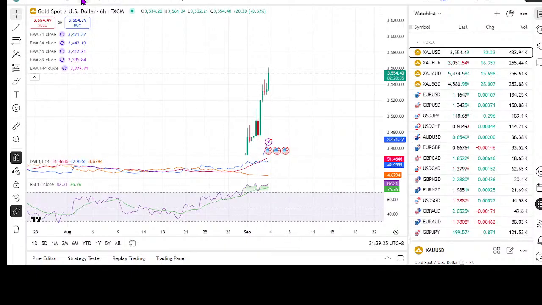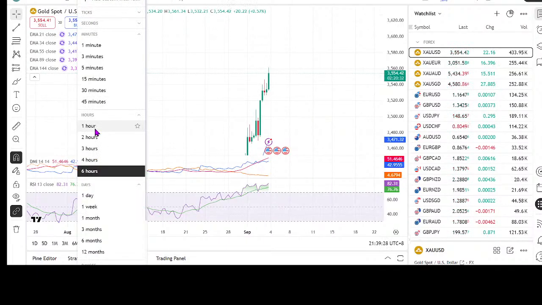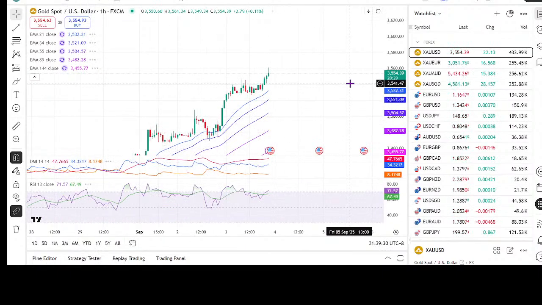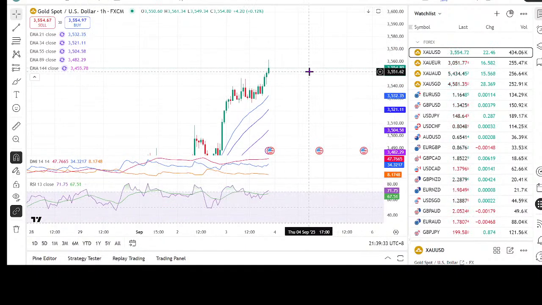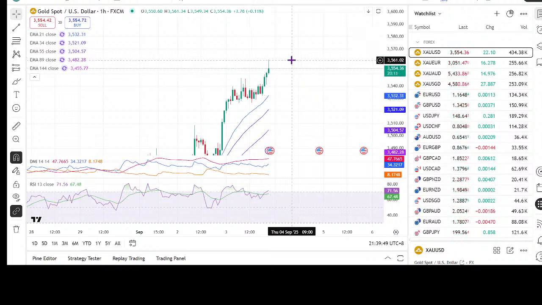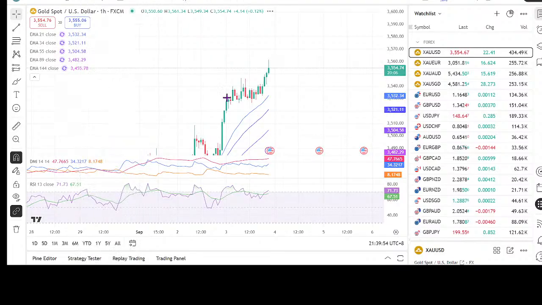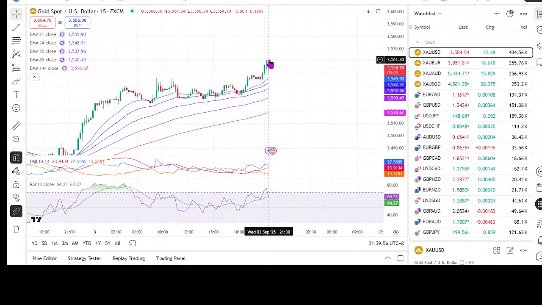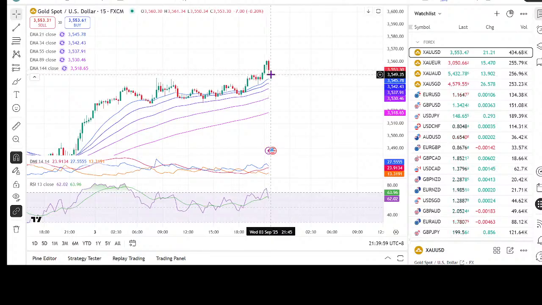Okay, so now let's look at the 6-hour, it is pointing up, which means the strength is expected to continue for the next 2.5 hours. So now we are looking at a 1-hour chart. Market has hit 63. Okay, I'm not sure when this hit 63. I think it just happened a couple of minutes ago.